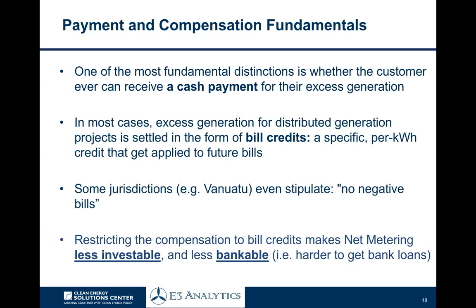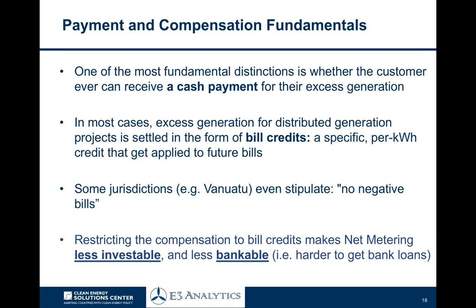In some cases, utilities will specifically even say that there are no negative bills. In other words, that they will not pay if you have more net production than consumption. You'll forfeit your excess generation, and the utility will take it for free. In fact, most net metering policies around the world are still designed in this way, that after a certain period of time, the net excess generation is forfeited. And as we'll see, there are reasons for that.